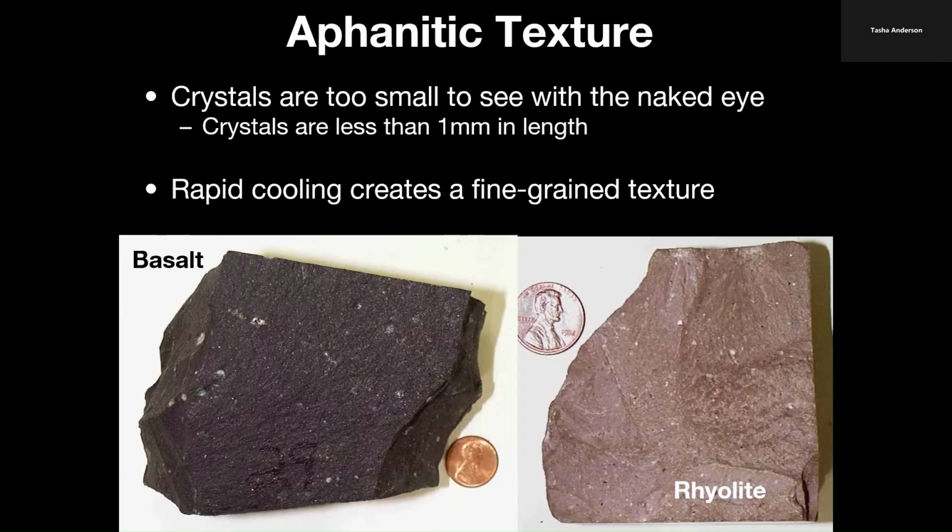Aphanitic texture refers to fine-grained igneous rocks that form when lava cools rapidly at the surface. Because the cooling happens so quickly, the crystals don't have time to grow and are too small to see with the naked eye. Common examples include basalt and rhyolite.